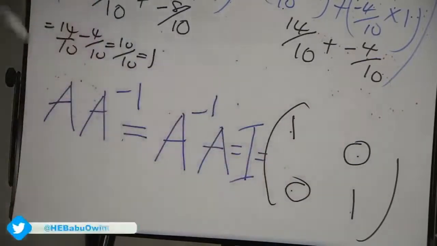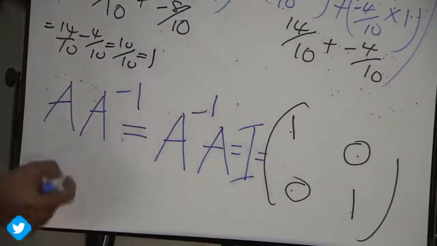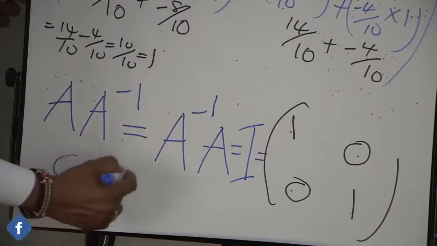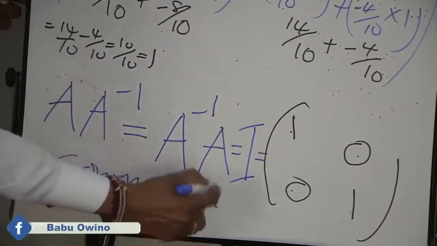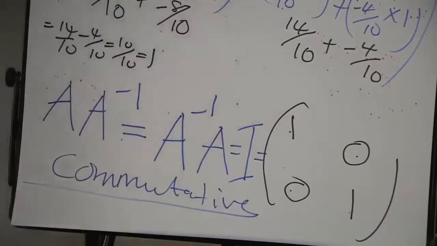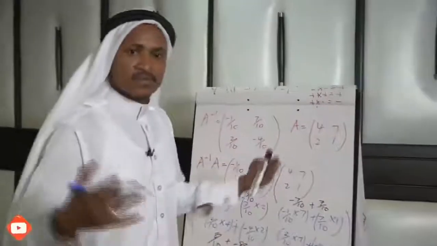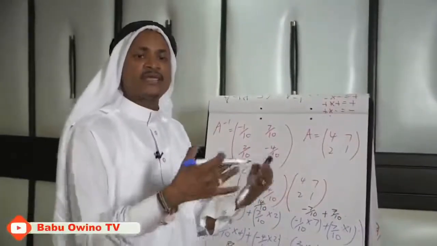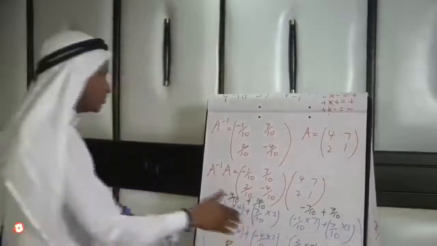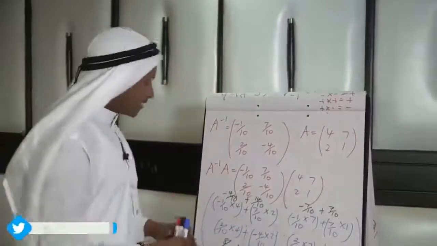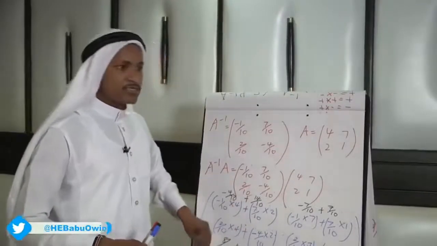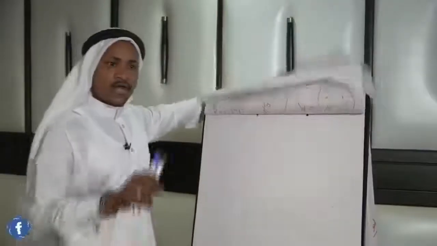Therefore, what conclusion can we make? When such a thing happens, we say they are commutative. They are commutative. So, a matrix multiplied by an inverse, then you take an inverse multiplied by the same matrix, they are equal. You get an identity matrix, which is 1, 0, 0, 1. Class, that is the end of our lesson.